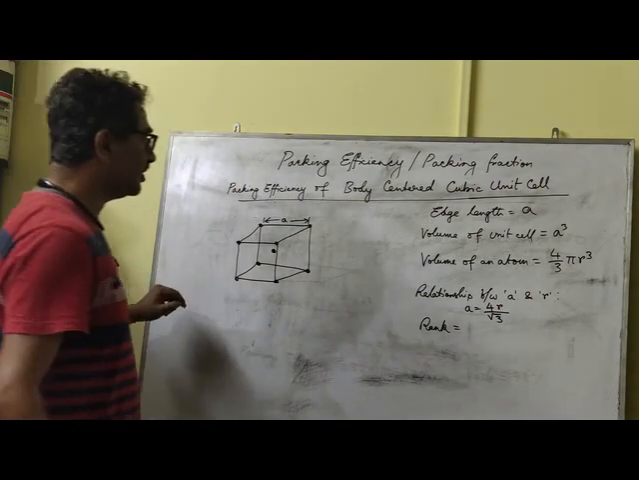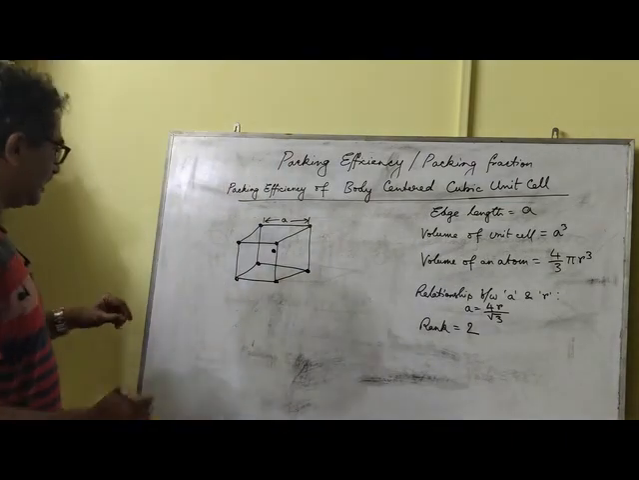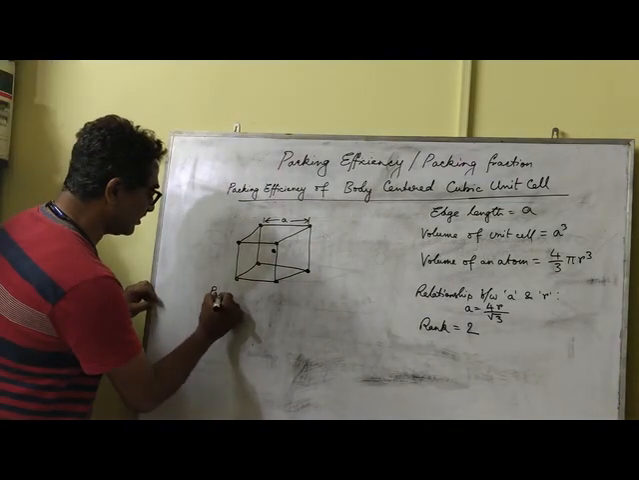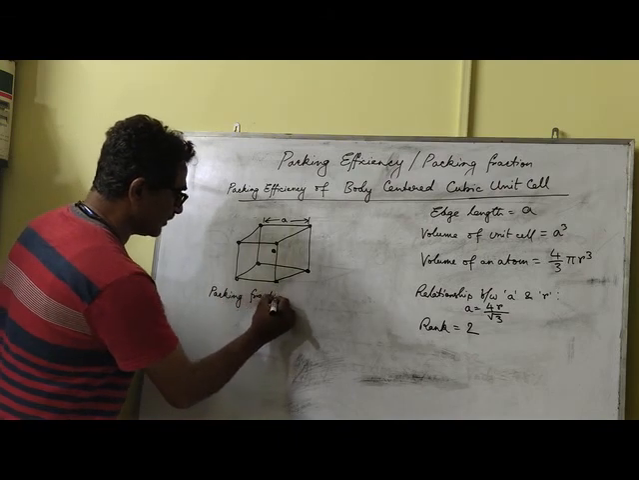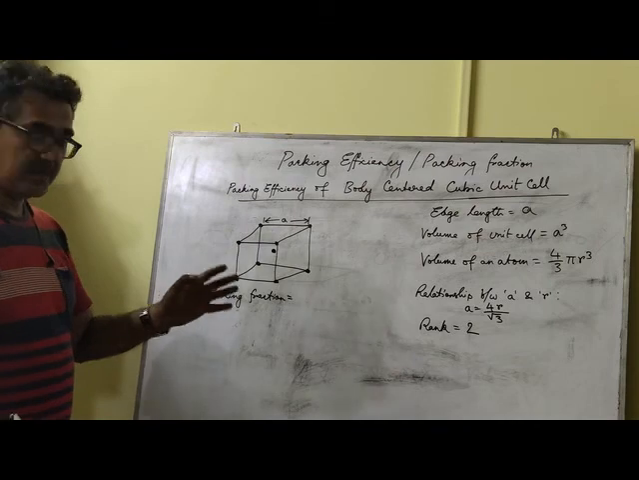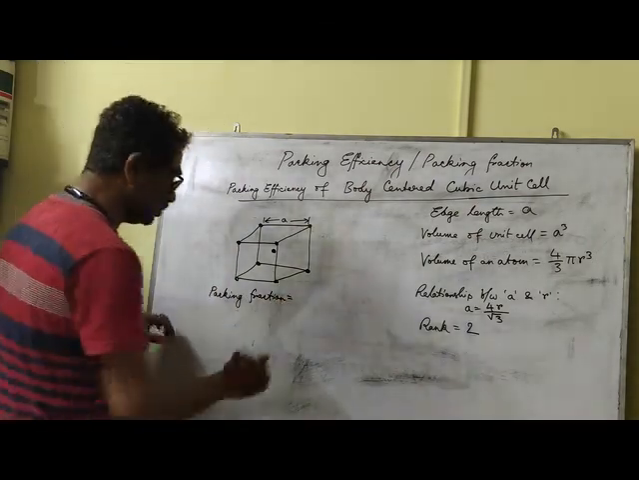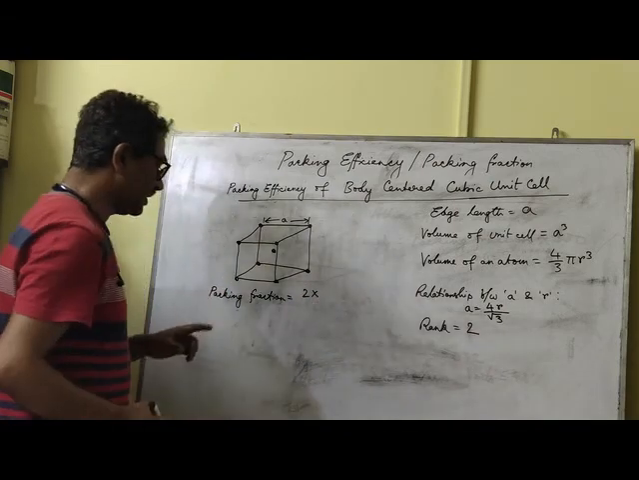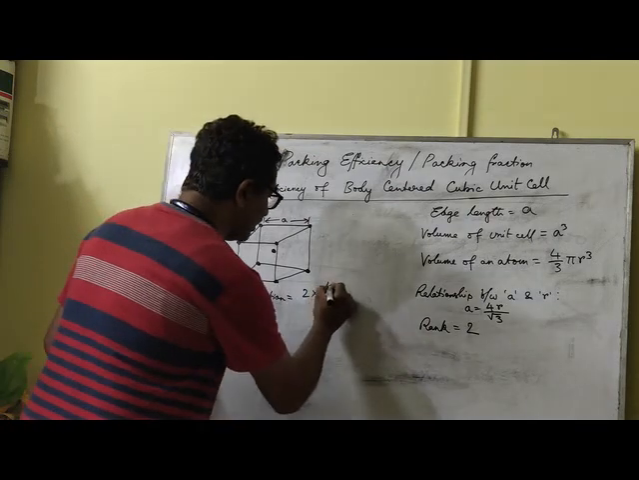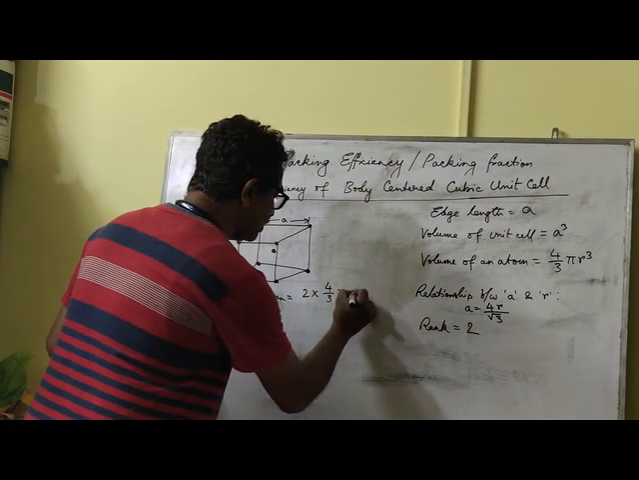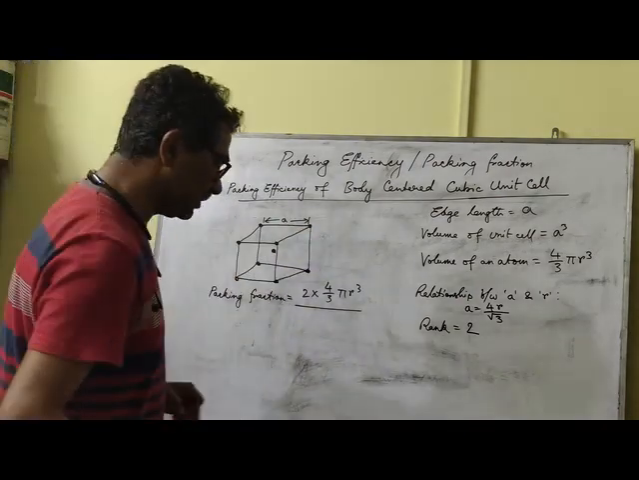And what is the rank of the body-centered cubic unit cell? That is 2. So here we are going to find the packing fraction first. Packing fraction is the volume of the atoms present in that particular unit cell. So what is the rank? The rank is 2, multiplied by volume of an atom, that is 4 by 3 pi r cube, divided by volume of the unit cell, that is A cube.